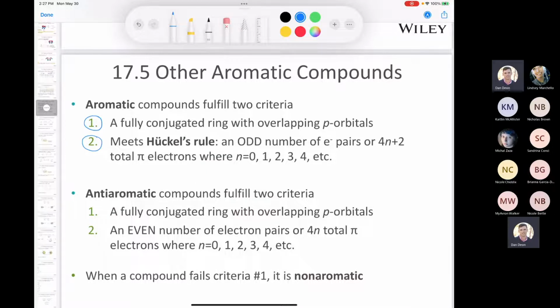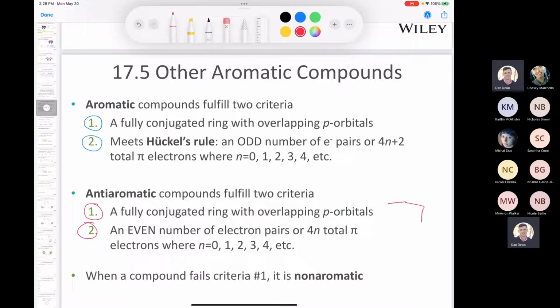total pi electrons. Okay, and if we have a compound that's anti-aromatic, that's going to fulfill two criteria. We're going to have a fully conjugated ring with overlapping p orbitals, good, and we're going to have an even number of electron pairs, where it meets the 4n rule, where n could be any integer, 0, 1, 2, 3, 4. Let me give you an example of a compound that's anti-aromatic. In fact, I don't even know if this compound has ever been isolated.